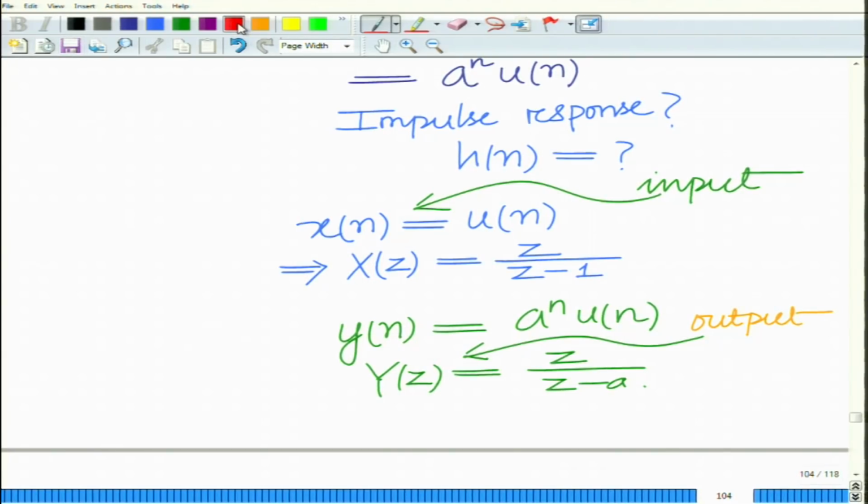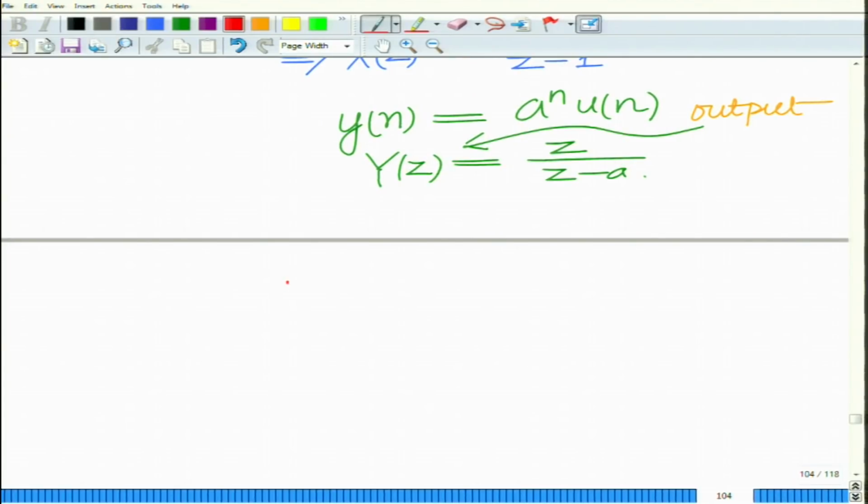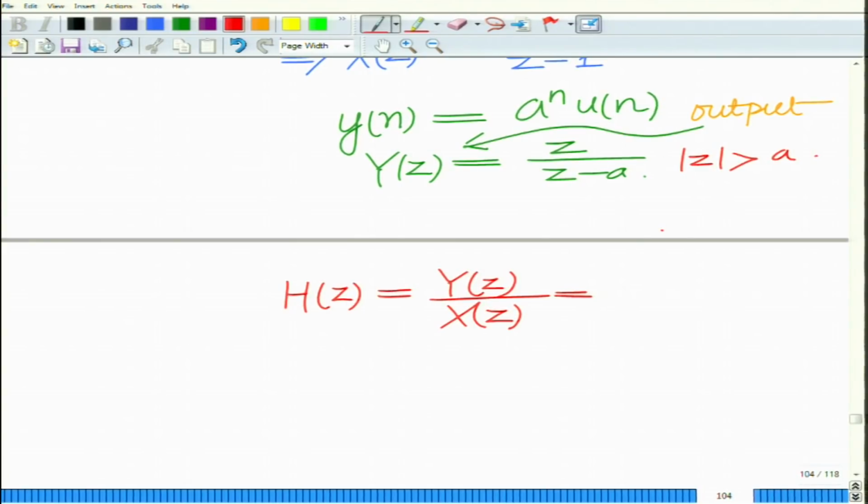Now, therefore, the transfer function H(z), remember, is given as Y(z) over X(z). Again the ROC is magnitude of z greater than a. The ROC of both will be magnitude of z greater than 1, since a is less than 1. And Y(z) over X(z), you can clearly see, is z minus 1 divided by z minus a. And this is your H(z). This is the transfer function. Remember, this is your transfer function.